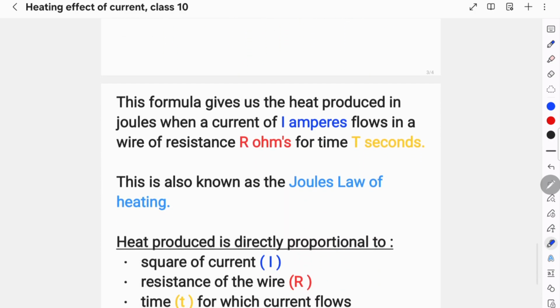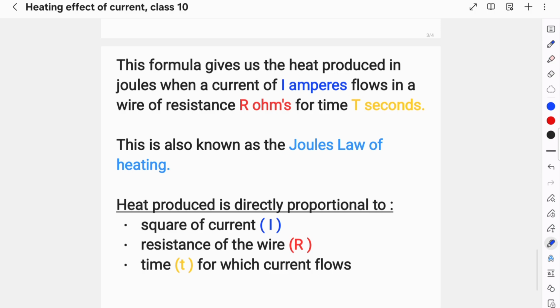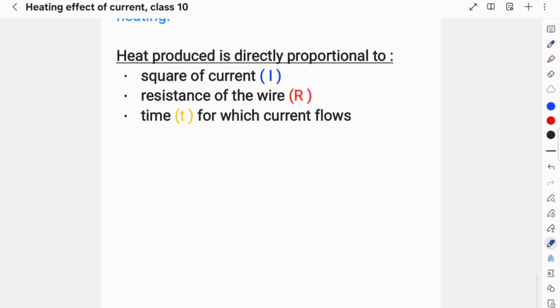This formula gives us the heat produced in joules when a current of I amperes flows in a wire of resistance R for the time t seconds. So this is also known as Joule's law of heating. We can say heat produced is directly proportional to the square of the current, the resistance of the wire, and the time for which the current is flowing in the circuit.